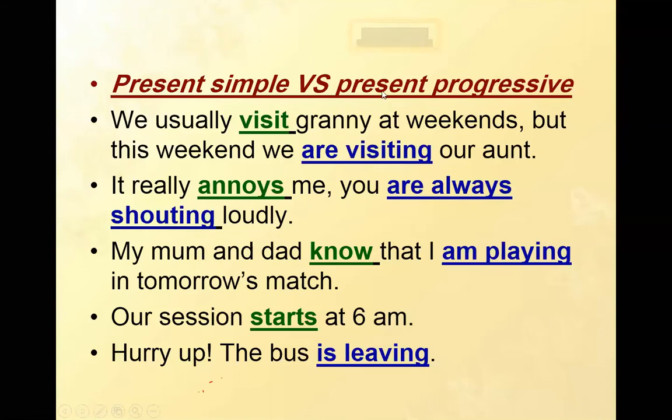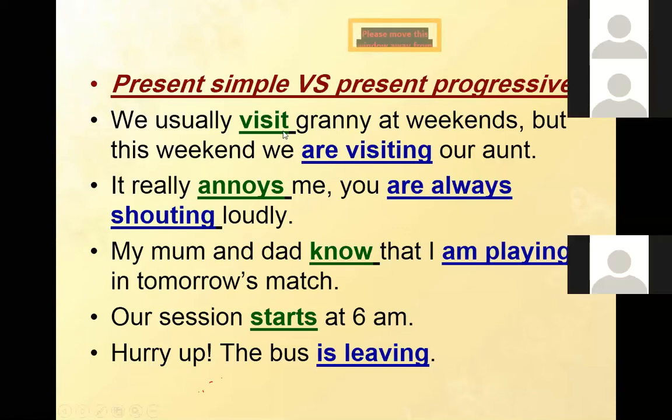For the present simple and the present progressive, we will have examples to show you the difference, to make it clearer. For the first example: we usually visit granny. Visit here is present simple. At weekends, all the weekends, we used to do this; it's a repeated action. But this weekend, we are visiting our aunt. Visiting here is present continuous, because it expresses a temporary action, an action that happens in some near days, and then it will be finished.